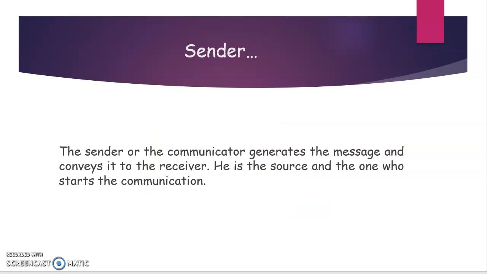So first it will be the sender. Let's see who the sender is and what exactly the sender means. The sender or the communicator generates the message and conveys it to the receiver. He is the source and the one who starts the communication. So it is clear that the sender is the one who starts the communication, and the sender is also known as the communicator. Who generates the message means who has an information, who has a message, and just wants to convey the message to the receiver. So the sender always starts the communication. Are you guys clear who exactly the sender is?